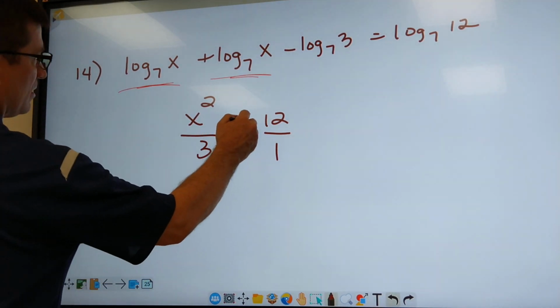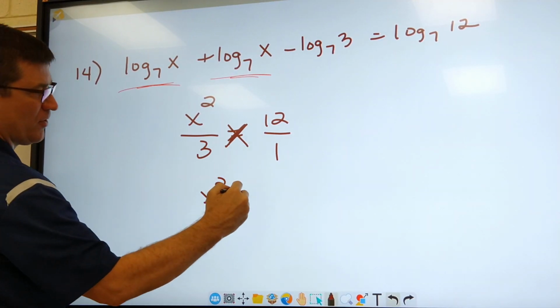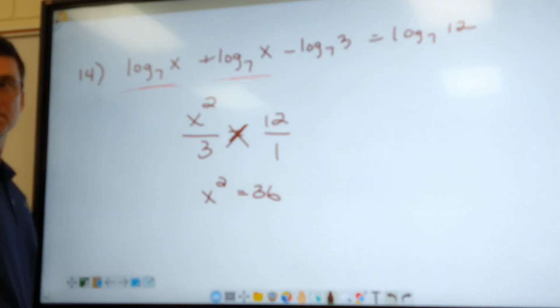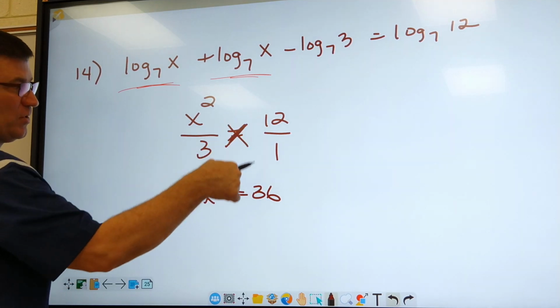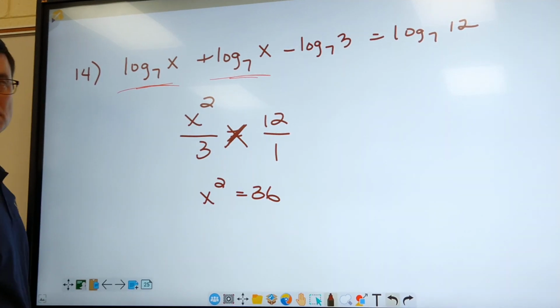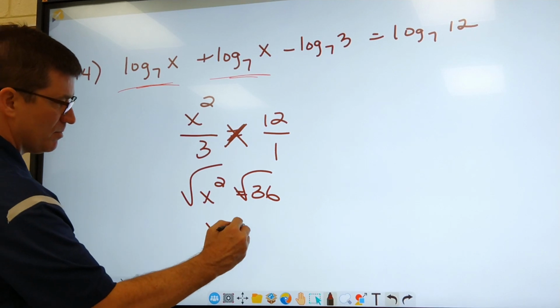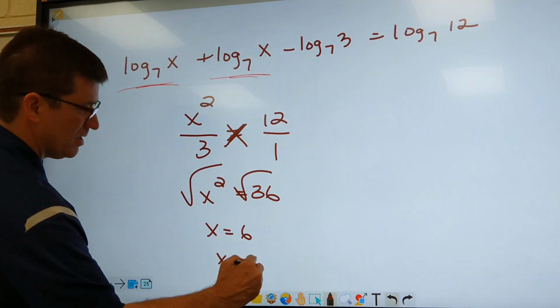Cross multiply. This way, I get x squared. This way, I get 36. So the 3's gone because 3 times 12 gave me 36. Now you're not multiplying the 3 by all the x's on top. So now take a square root. Don't forget it's plus or minus: positive 6 and negative 6.